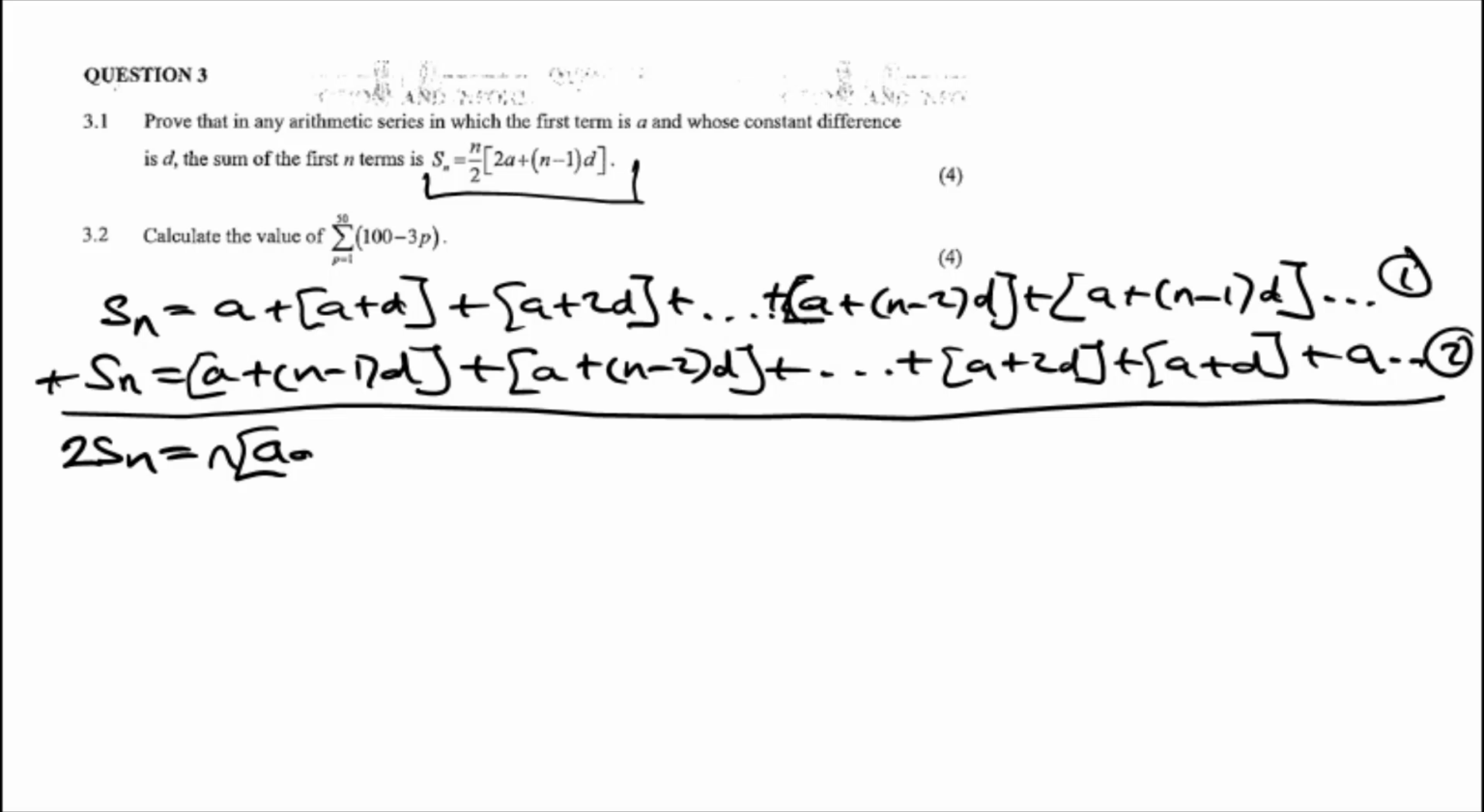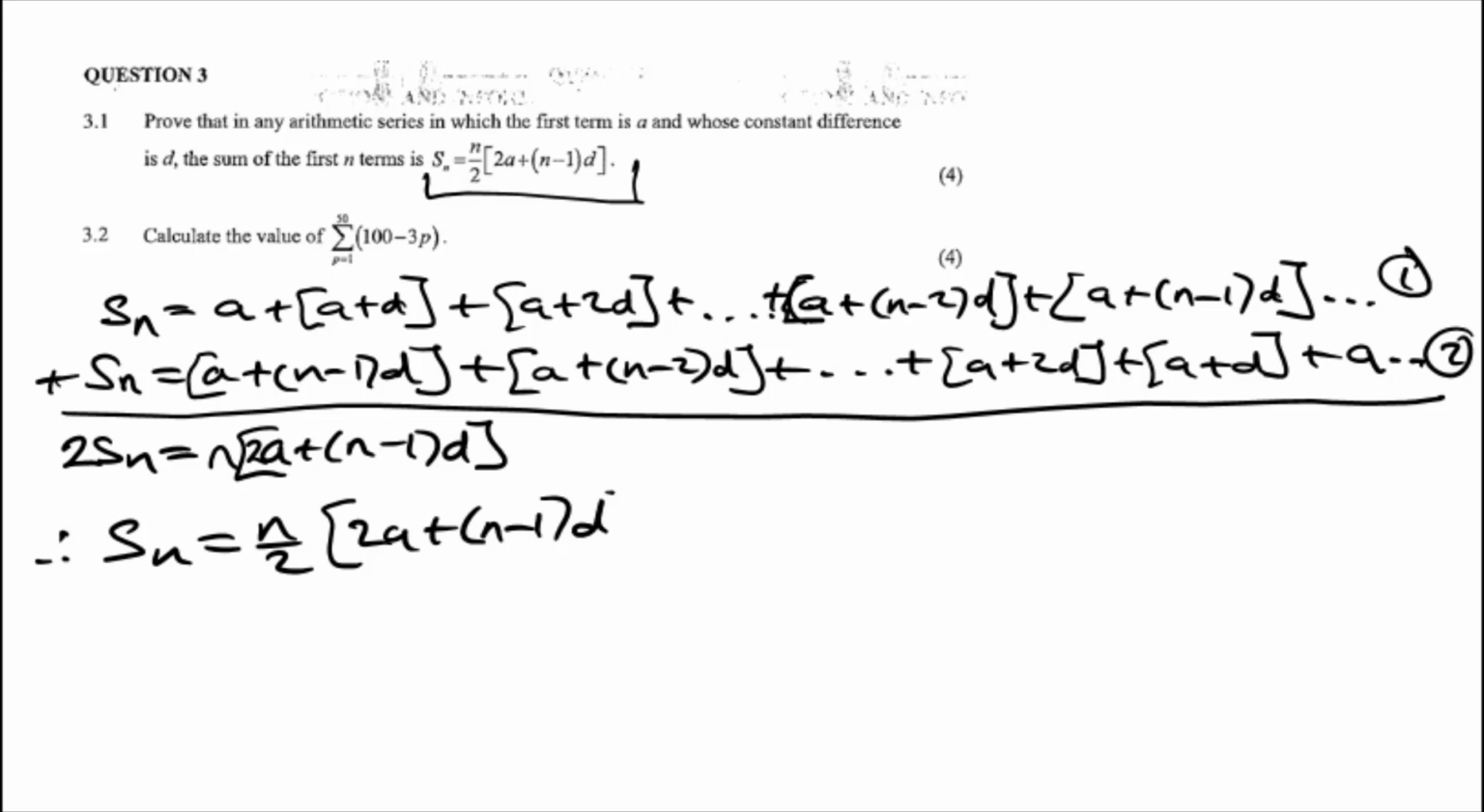2a. So if we add the a and the a here, we'll have 2a. So here's 2a plus (n minus 1)d. So there's n numbers of 2a plus (n minus 1)d. Then what we can do now is divide both sides by 2. If we divide this side by 2, then we'll have Sn here, and if we divide this side by 2, we'll have n over 2, and then we'll have 2a plus (n minus 1)d.